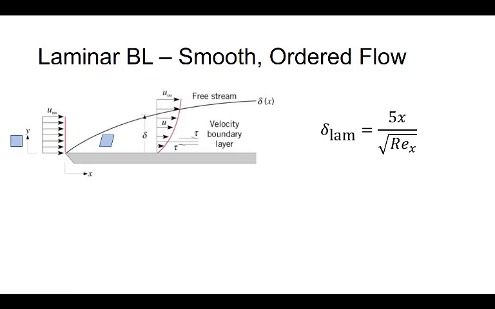As the fluid packet continues to flow downstream, the effect of the boundary layer is to continue to slow fluid down near the plate, which stretches out the parallelogram, as shown here.